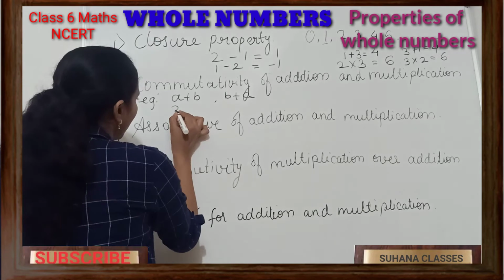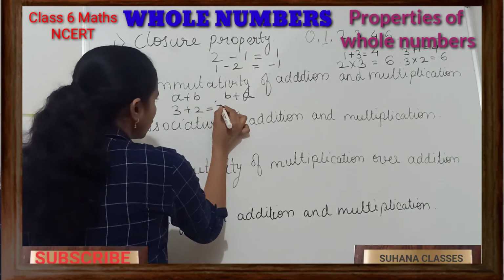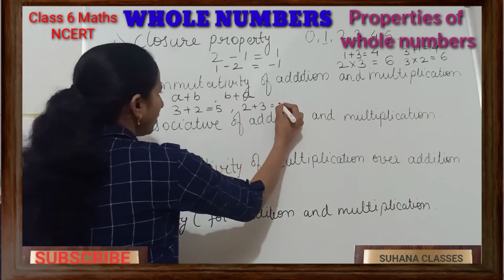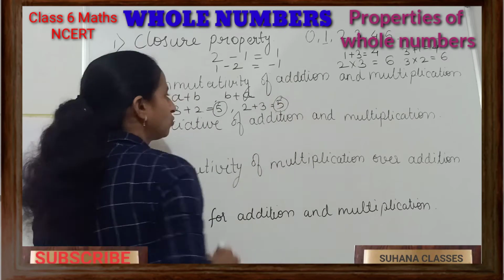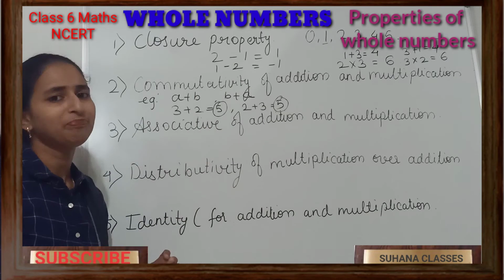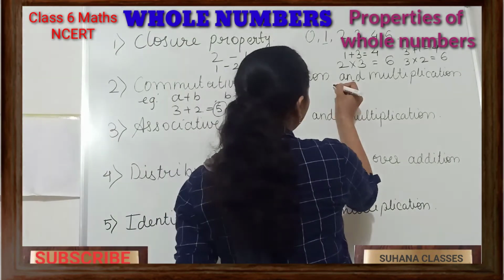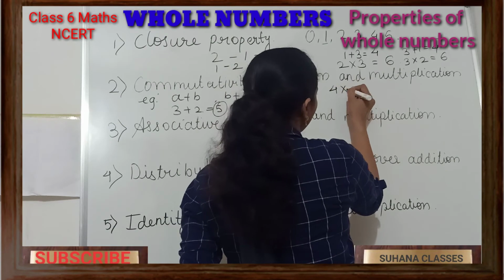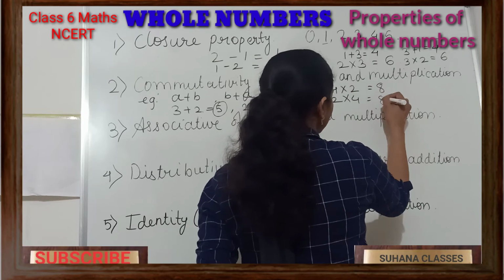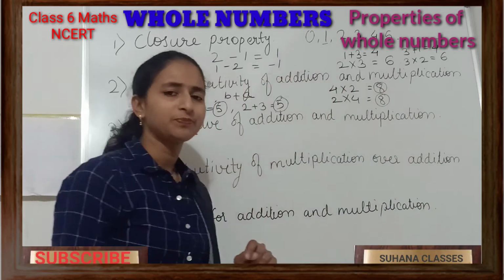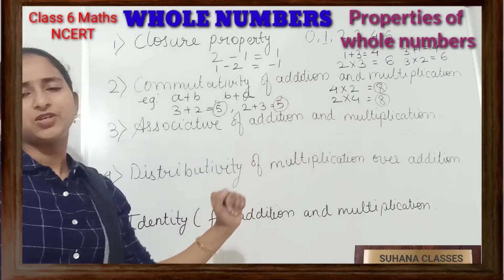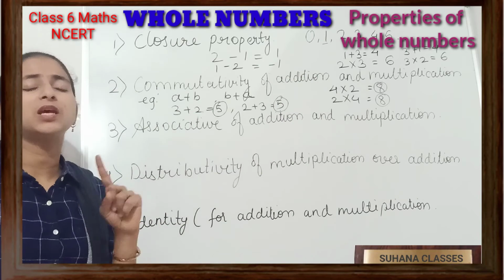Means what? If you take 3 plus 2, my answer is 5. Or you can do 2 plus 3. You change the numbers, you are getting the same answer. So if you are getting the same answer, that means what? Commutative property is followed by addition. The same thing will happen in multiplication. You do 4 twos or 2 fours. In both the cases, I am going to get the same answer, that is 8. So commutative property is also followed by multiplication, but this does not happen in subtraction.